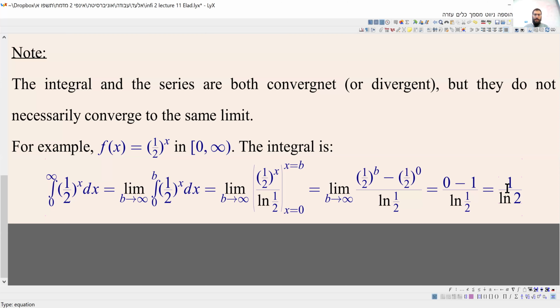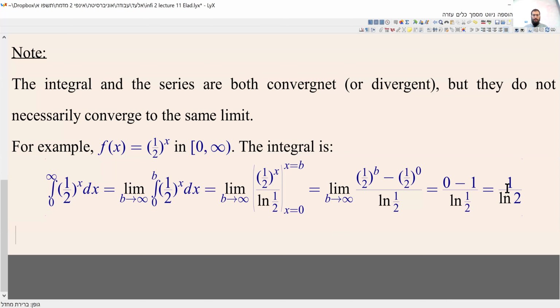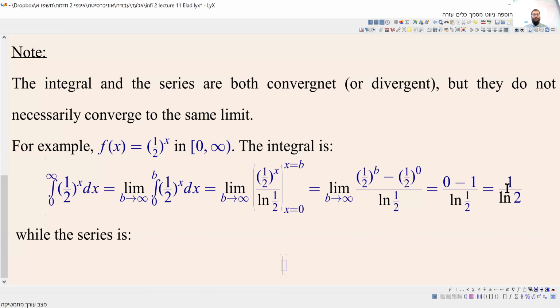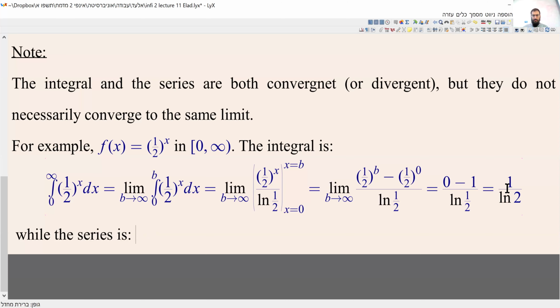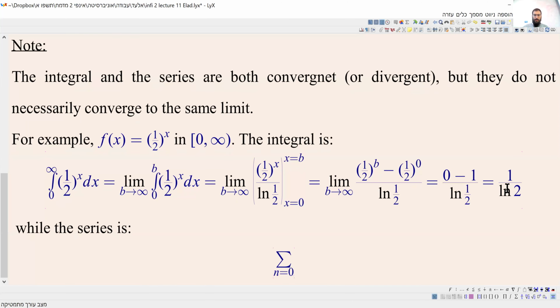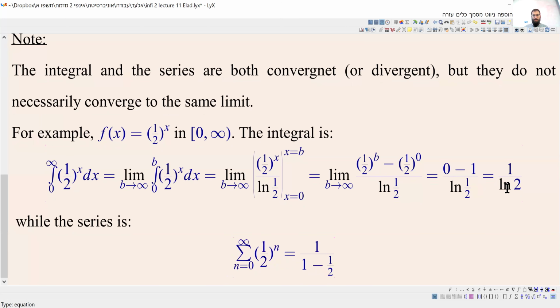And what about the series? While the series is the sum from 0 to infinity of half to the power of n. As we know, it's 1 over 1 minus half, which is 2. So first of all, it's not the same number.